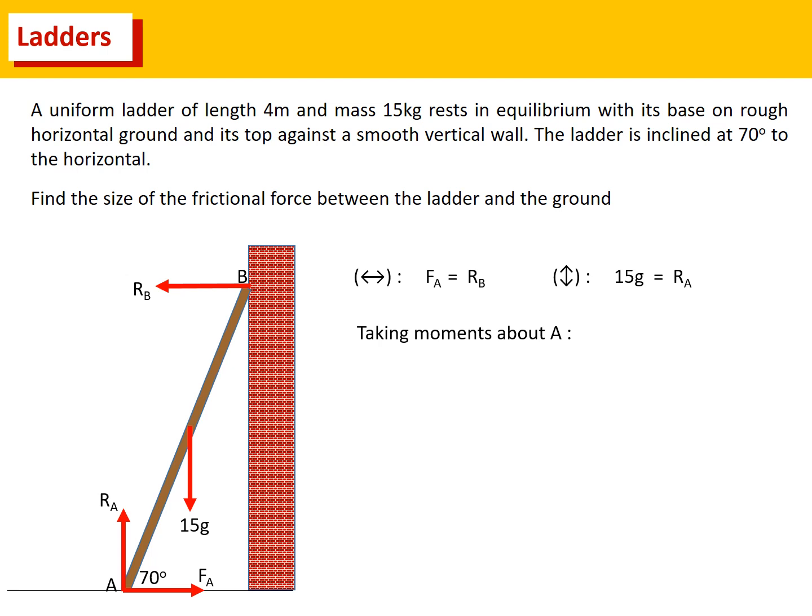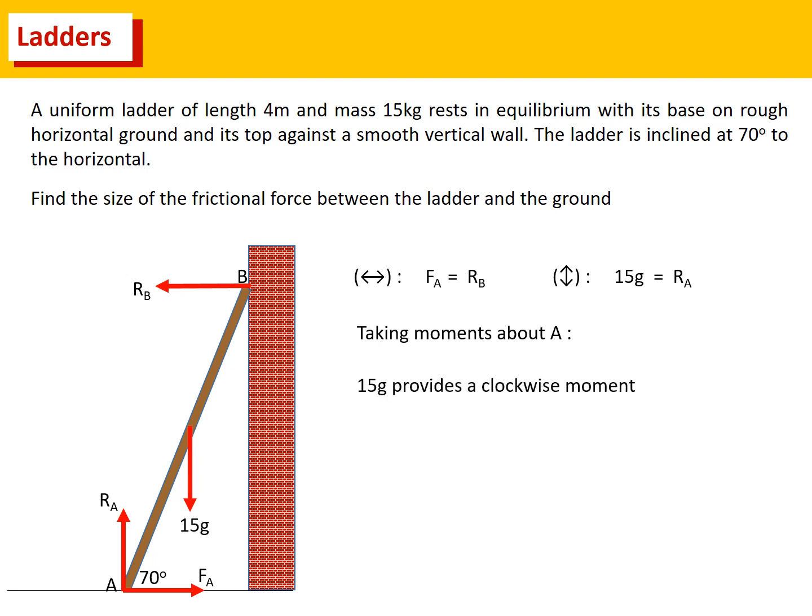Now, if we take moments about point A, that's probably a good thing to do because we won't have a moment from the friction. Why? Because the friction passes through point A and a force that passes through a point cannot have a moment about that point. And similarly, the reaction force at A passes through point A, so that will also have zero moment. So the only two forces that will have a moment about A are the weight of the ladder and the normal reaction at B.